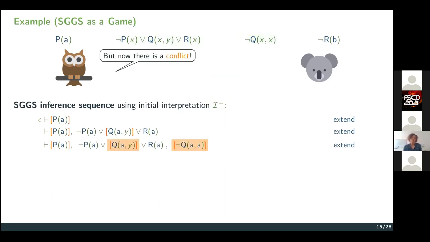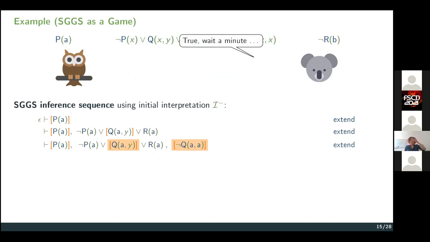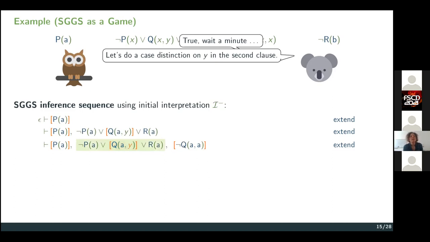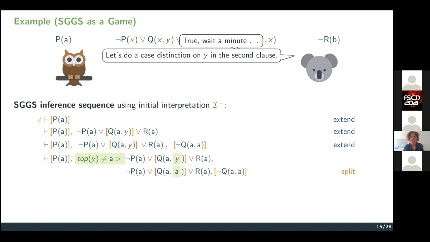But now we observe that there is a conflict. There are contradictory selected literals. And now to solve this, what is done is we do a case distinction on the variable y in the second clause. So we replace this clause by two versions. In the second version, we substitute y by a. And in the first version, we add a Herbrand constraint saying that the top of y is different from a. This is called a split.